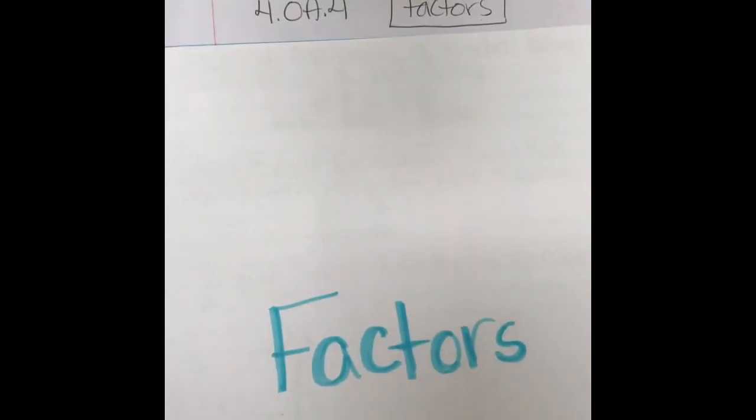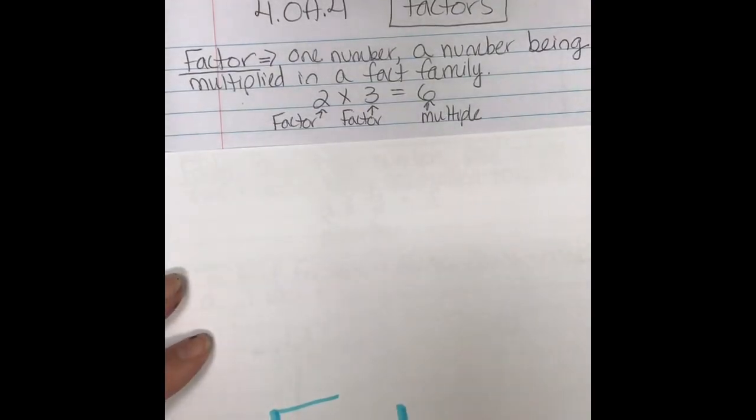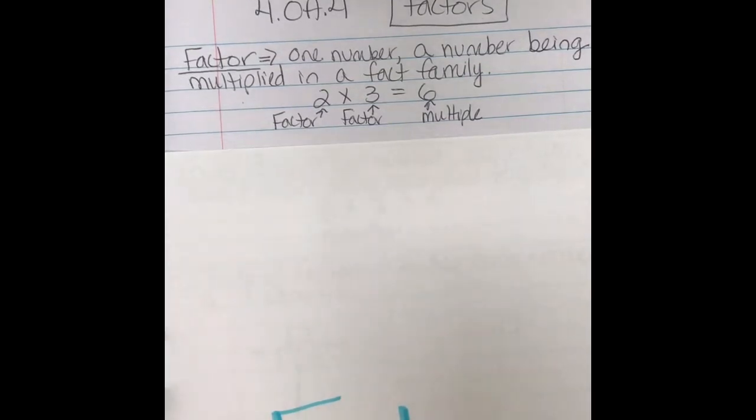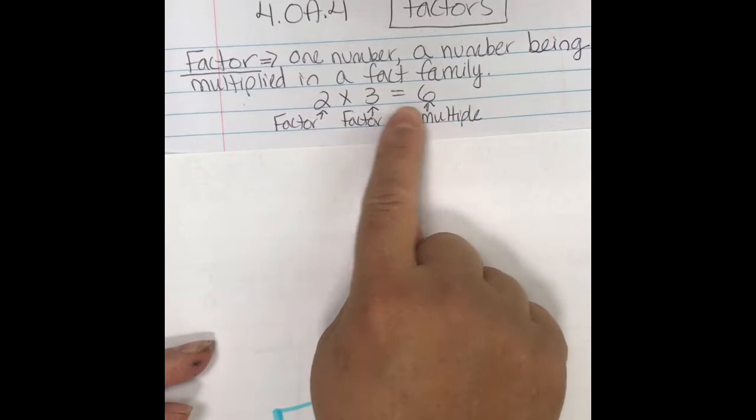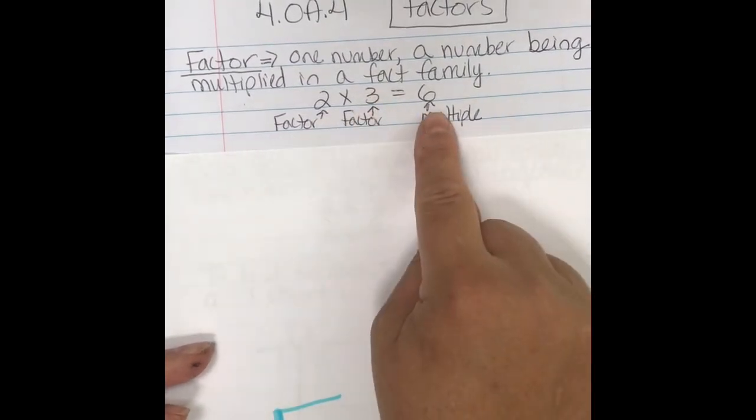First thing we always do is we head our paper with whatever we're studying on that page. And we start with a definition. So the first thing you need to know is a factor is just one number, a number being multiplied in a fact family. So for example, 2 times 3 equals 6. So 2 is a factor and 3 is a factor of 6.